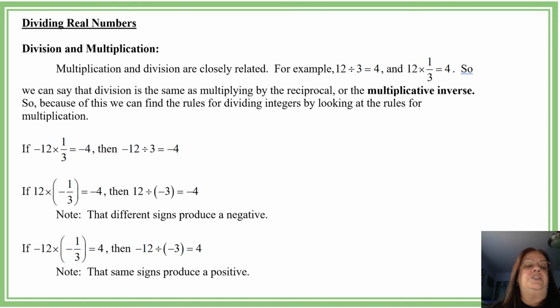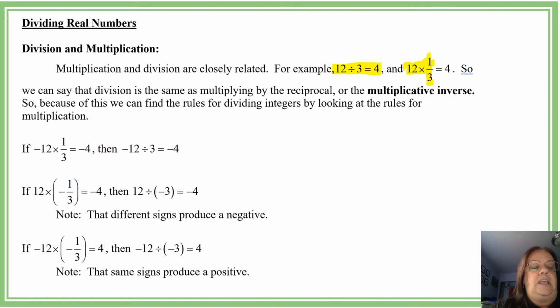All right, division and multiplication. Multiplication and division are closely related. For example, 12 divided by 3 is 4, which is the same thing as 12 times 1 over 3, which is still 4. So we can say that division is the same as multiplying by the reciprocal. Okay, so that's what we're going to do. That's how we change it from division to multiplication.